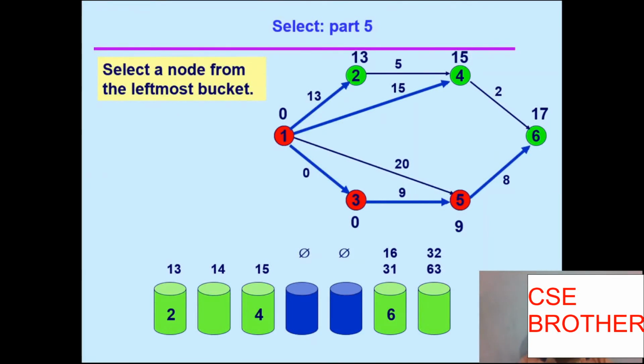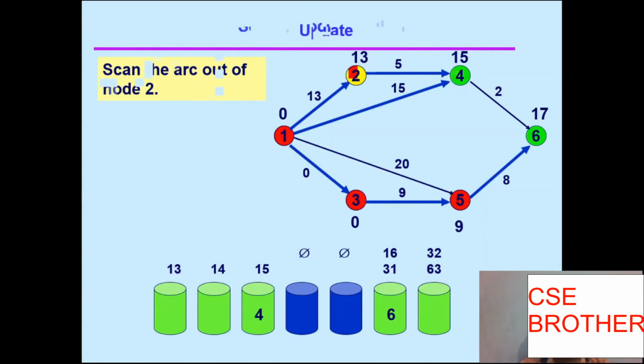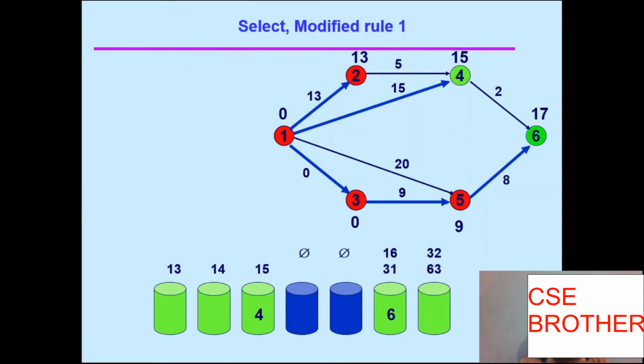Now we have to select a node from the leftmost bucket, that is 2. Now scan the node 2 and update the distance connected to the nodes. So the distance of the 4th node is updated and now the work of the node 2 is completed. So find the minimum non-empty bucket from left to right. So you can see 0th bucket is empty, first bucket is empty, but the second bucket is non-empty.